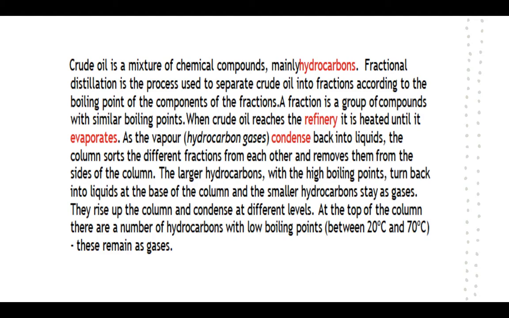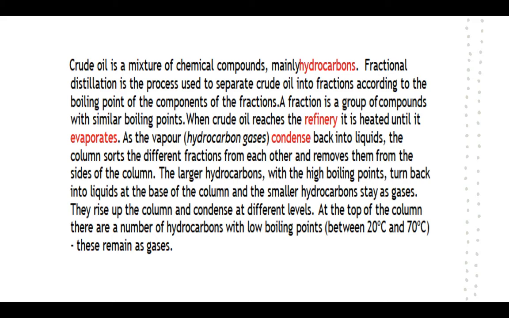Crude oil is a mixture of chemical compounds, mainly hydrocarbons. Fractional distillation is the process used to separate crude oil into fractions according to the boiling point of the components of the fractions. A fraction is a group of compounds with similar boiling points. When crude oil reaches the refinery, it is heated until it evaporates. As the vapour, hydrocarbon gases, condense back into liquids, the column sorts the different fractions from each other and removes them from the sides of the column.